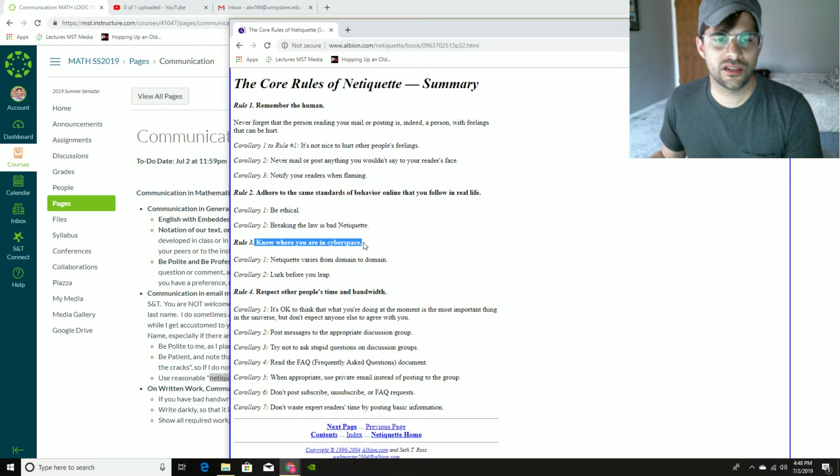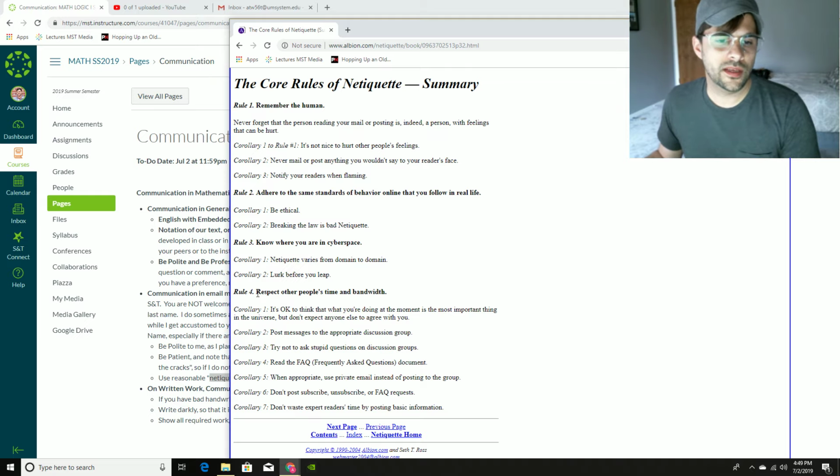Number 3 is remember where you are in cyberspace. The best parallel for this is, it says etiquette varies from domain to domain, but a lot of us have been in cultural situations that require a different set of etiquette rules, and that's basically what this is saying. If you're in a certain domain or a certain place on the internet and you're responding, there may be certain cultural or etiquette rules that apply specifically to that domain, and you have to adhere to them.